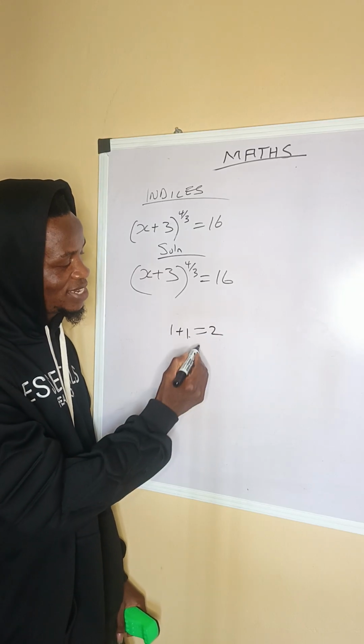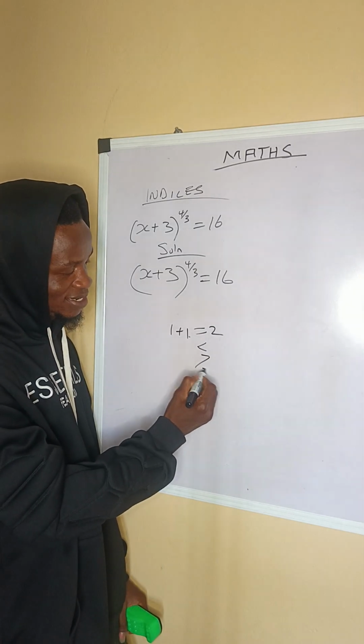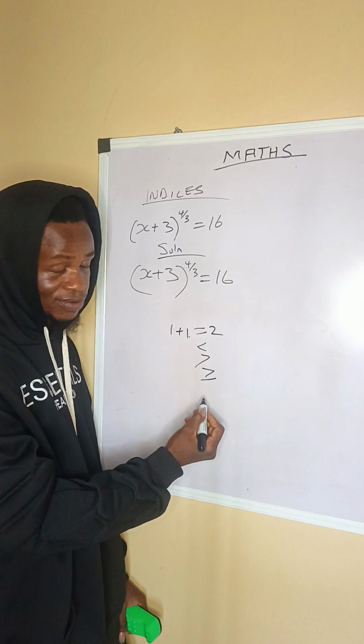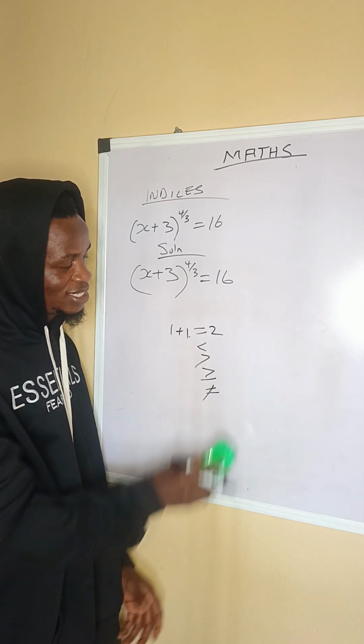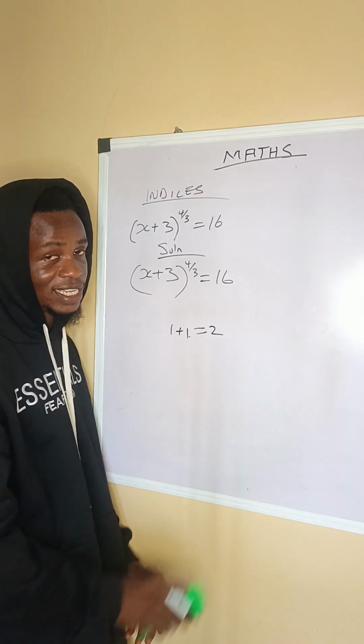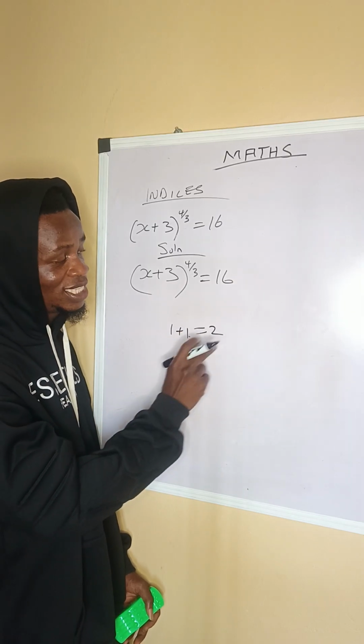So we have different signs. We have greater than, less than, greater than or equal to, less than or equal to, and not equal to. All these signs matter in mathematics. So this equal sign means what is on the left hand side must equal what is on the right hand side.